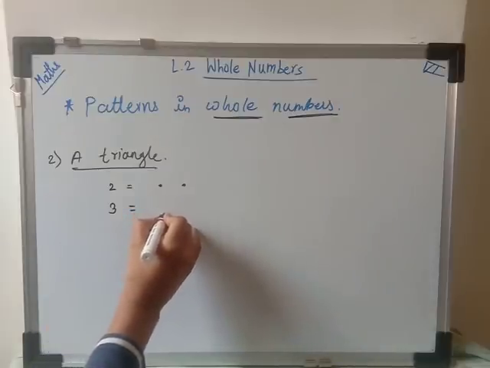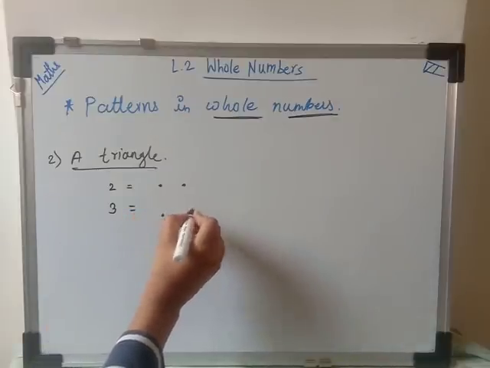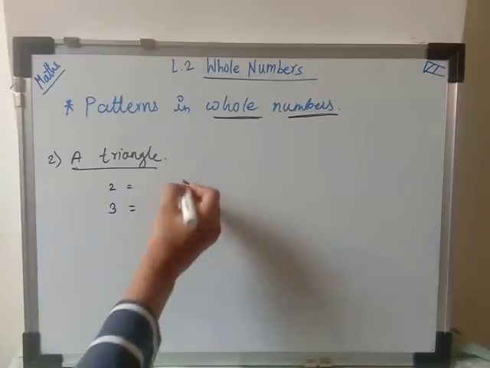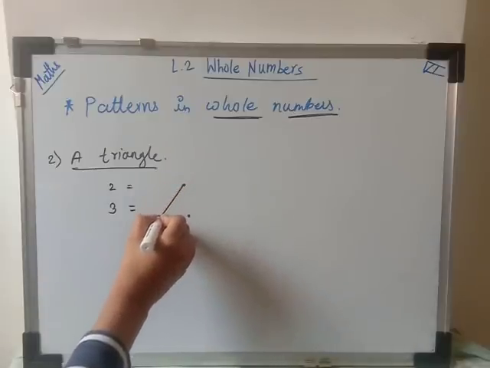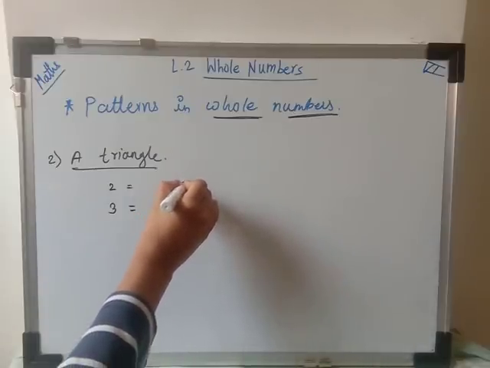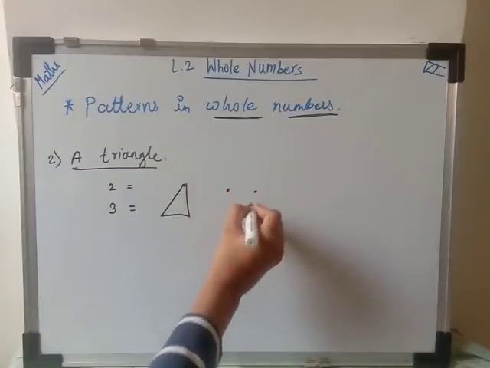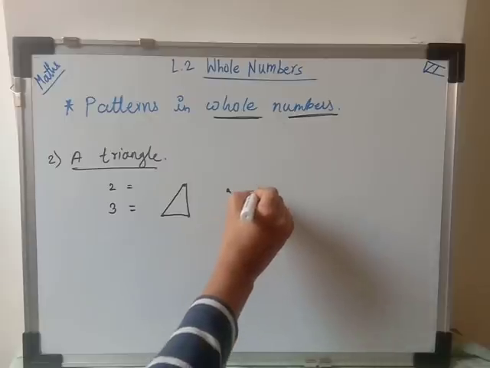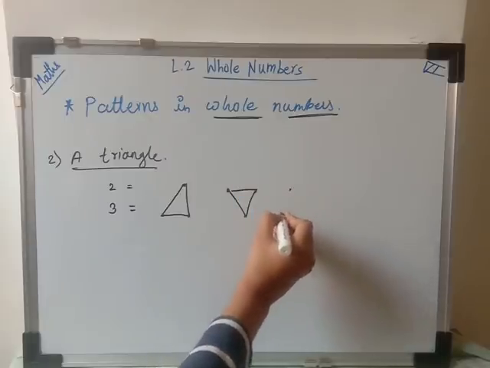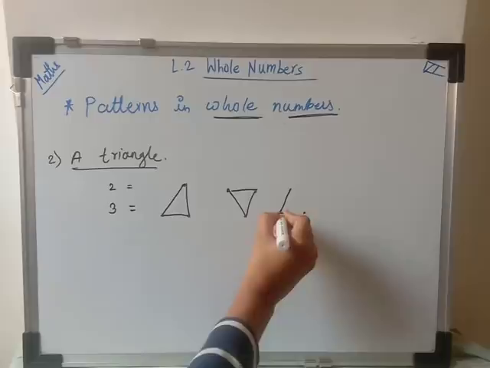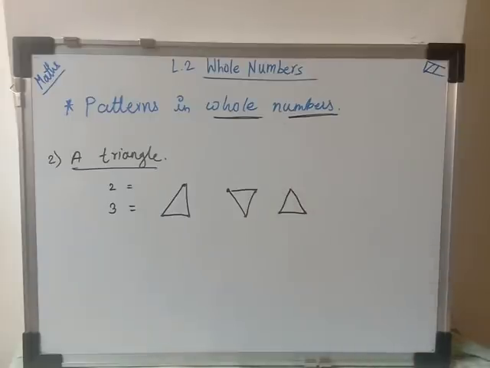So here you have to arrange these 3 dots in such a way that you can make a triangle. In this way you can arrange the dots, connect all the dots and make a triangle. You can arrange in this way also, so you can make a triangle again. You can arrange all these 3 dots in different ways to make triangles. Now you have to think about which number you have to take to make a triangle.